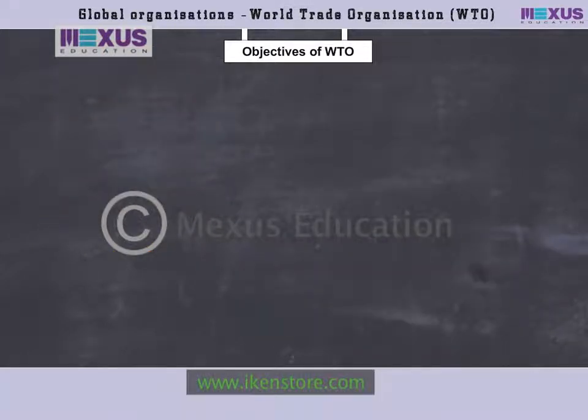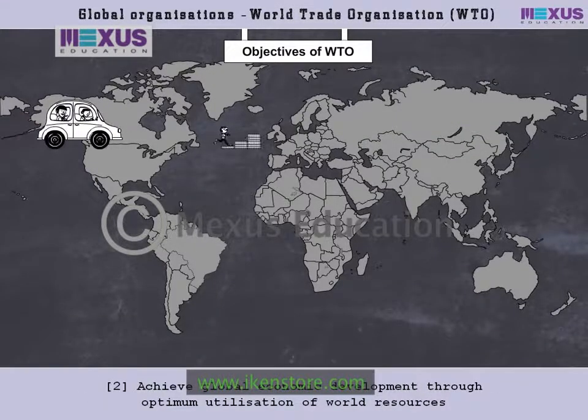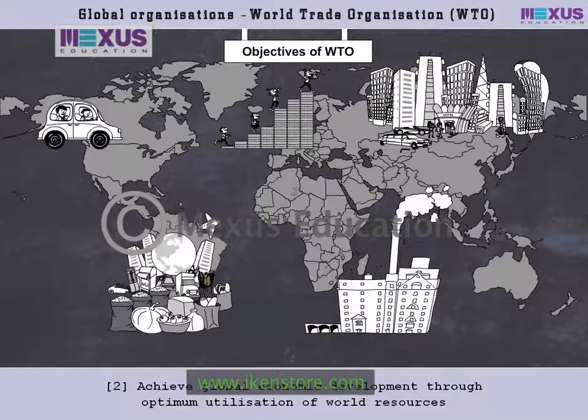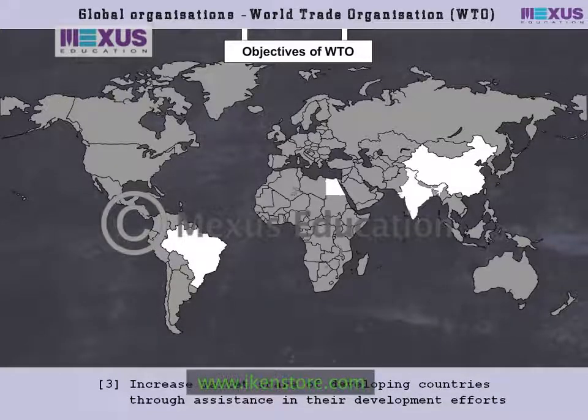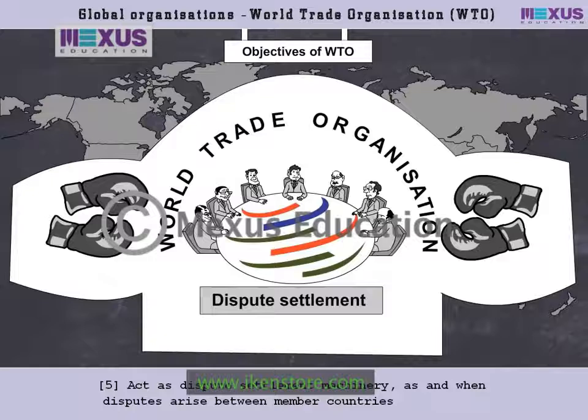The objectives of WTO are: first, to help remove or reduce barriers to international trade agreement with the member countries. Second, to achieve global economic development through optimum utilization of world resources. Third, to increase market share of developing countries through assistance in their development efforts. Fourth, to follow a non-discriminatory policy for all member countries. Fifth, to act as dispute settlement machinery as and when disputes arise between member countries.